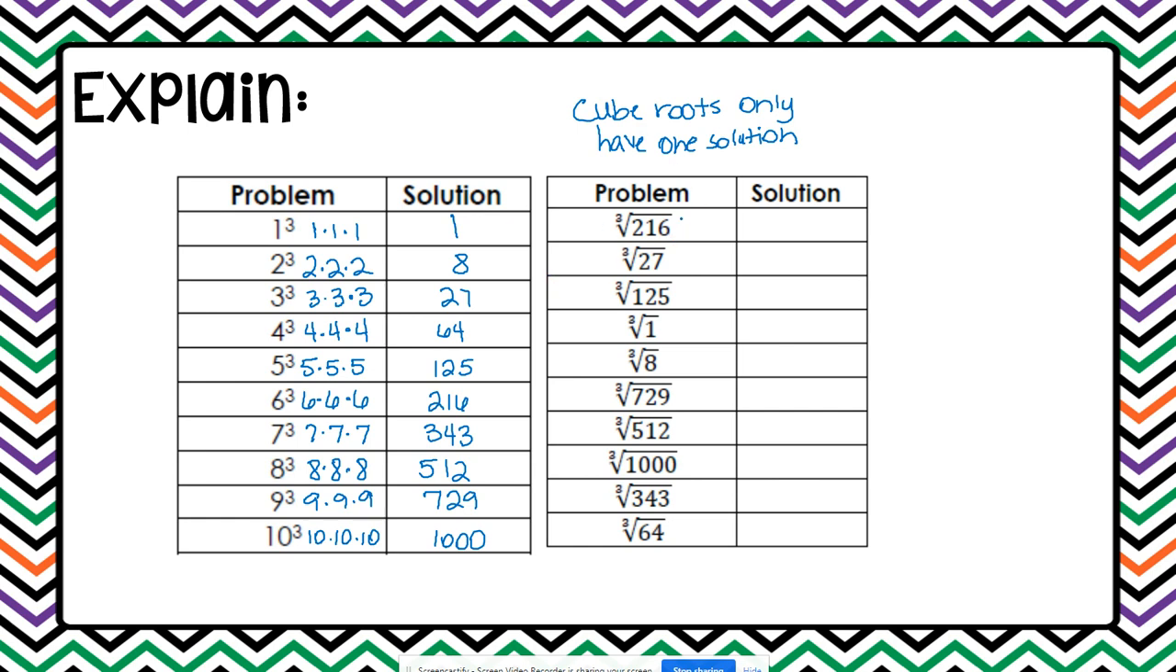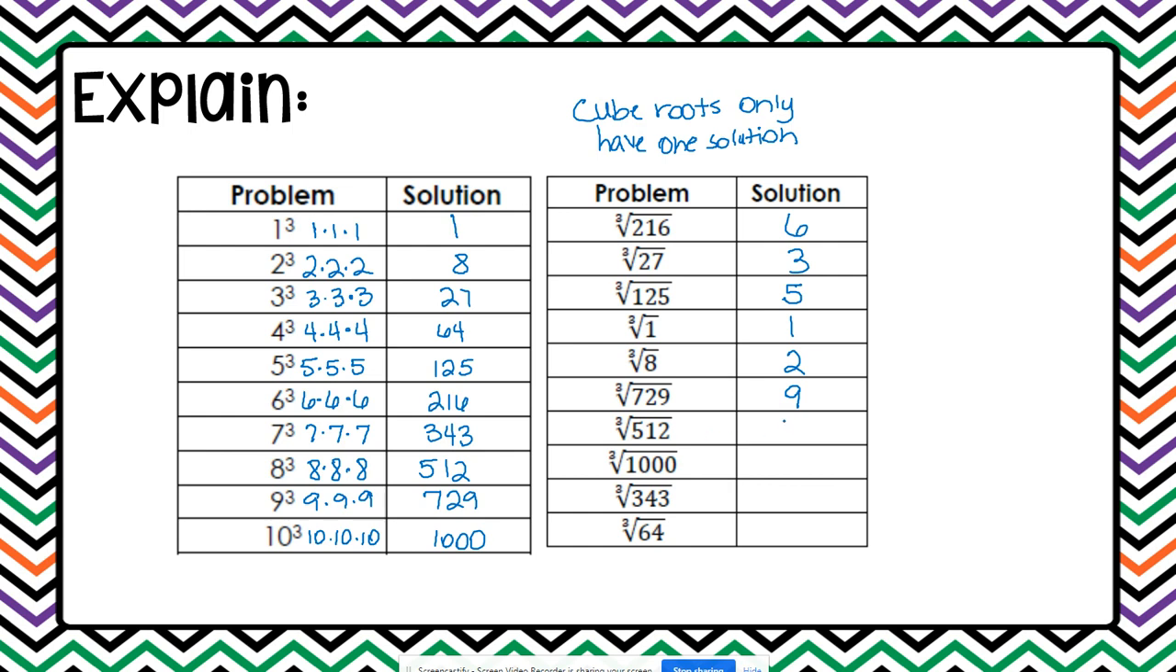For the cube root of 216, I know that 6 cubed is 216, so the solution here is 6. For the cube root of 27, I know that 3 cubed is 27, so the cube root of 27 is 3. For the cube root of 125, I know that my answer is 5. For the cube root of 1, my answer is 1. For the cube root of 8, my answer is 2. For the cube root of 729, my answer is 9.